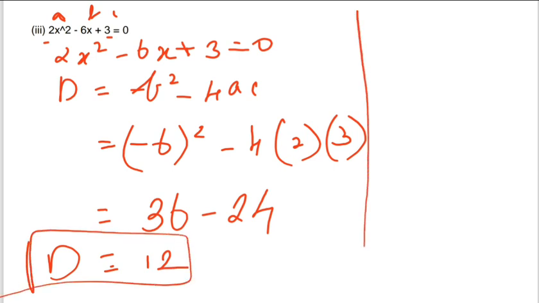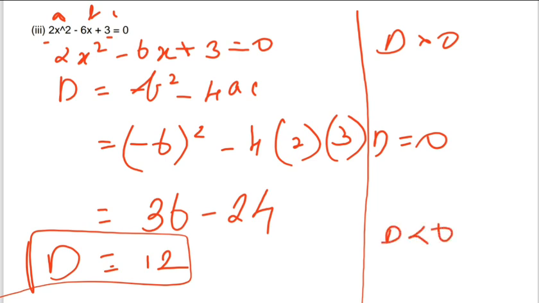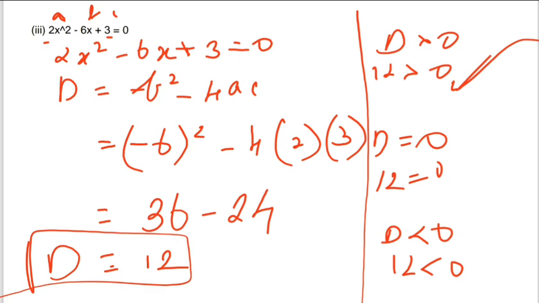So let's check whether the conditions are satisfied. D is greater than 0, d is equal to 0, d is less than 0. These are the three conditions. Let's put the value of d in each case. 12 is greater than 0? Yes, it is satisfied, because 12 is always greater than 0. So the first condition is satisfied, and we can directly apply it, or else we can check all three conditions. Is d equal to 0, is 12 equal to 0? No, 12 cannot be equal to 0. Is 12 less than 0? No, 12 is never less than 0. Only minus 12 is less than 0. So our first condition is satisfied.